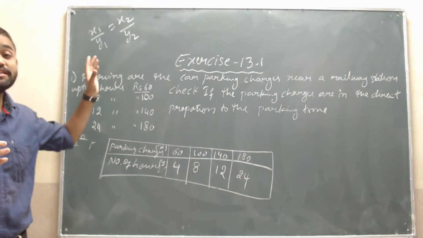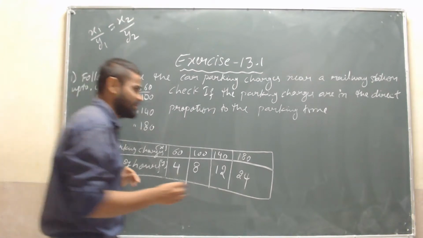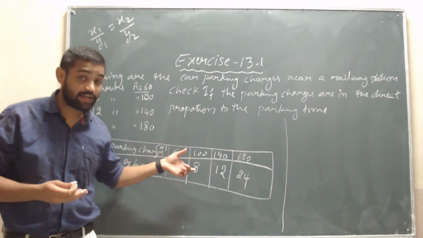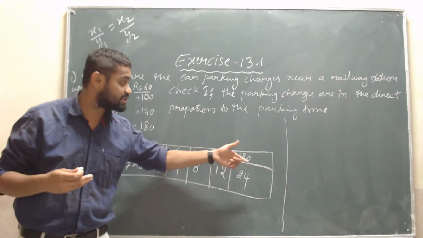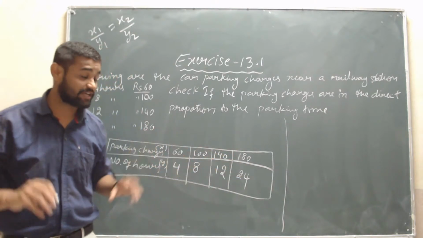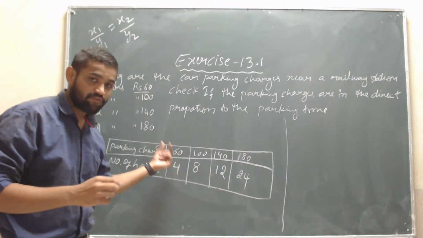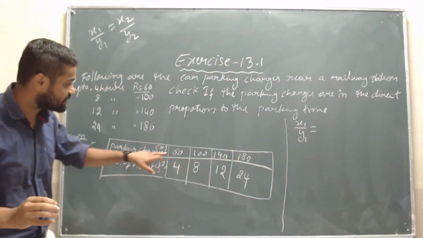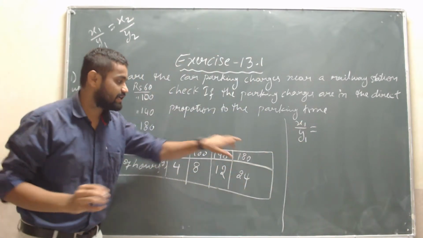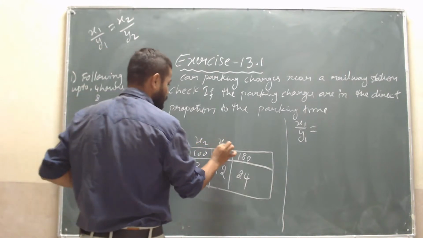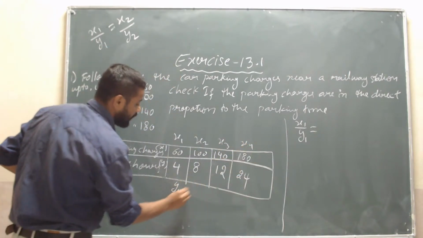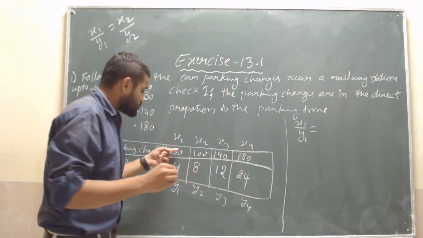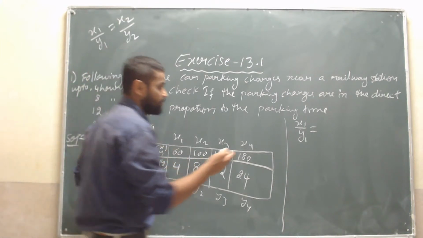Students, we know the formula is x1 by y1 is equal to x2 by y2. Let's see whether 60 by 4 is equal to 100 by 8, equal to 140 by 12, and equal to 180 by 24. We don't know, we just have to check. First I will take the first column, x1 by y1. We know x1, x2, x3, x4 and y1, y2, y3 and y4. Here x1 by y1 is 60 by 4.